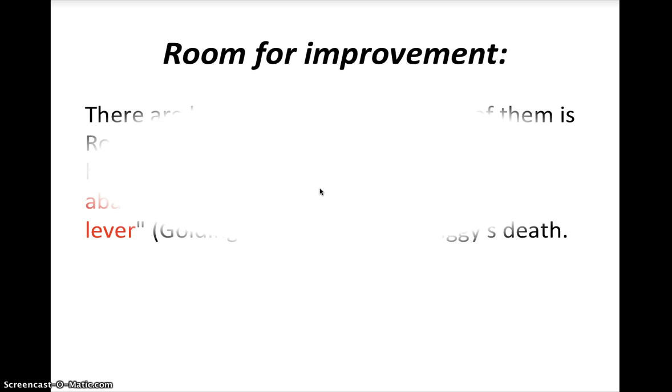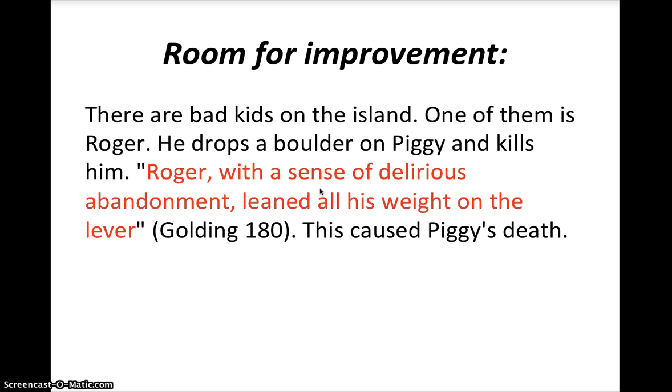If we look at another example of the same quote, and this has room for improvement, but it's a little better. There are bad kids on the island. One of them is Roger. He drops a boulder on Piggy and kills him. "Roger, with a sense of delirious abandonment, leaned all of his weight on the lever." This caused Piggy's death. Again, no flow. There's a little bit more context, but it doesn't really work all that well.